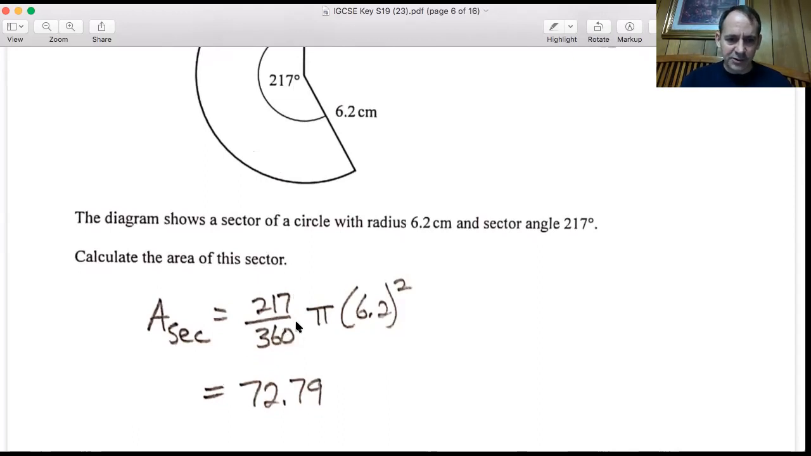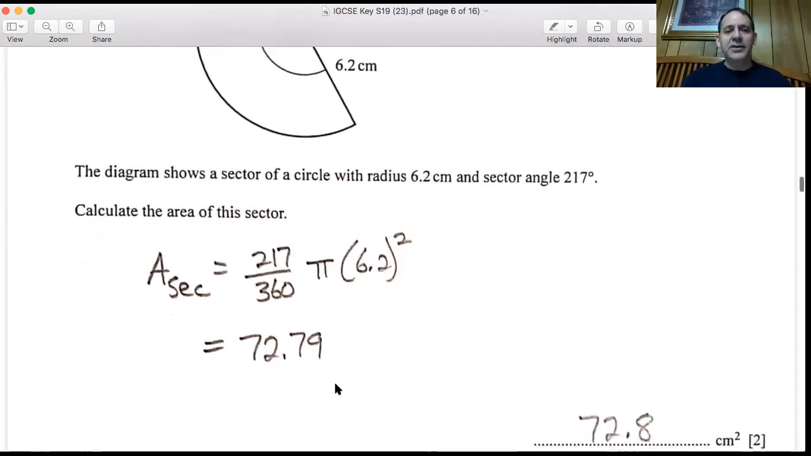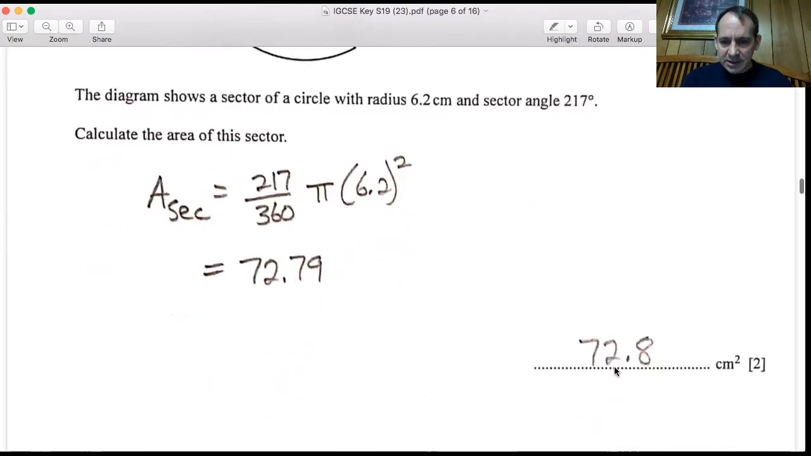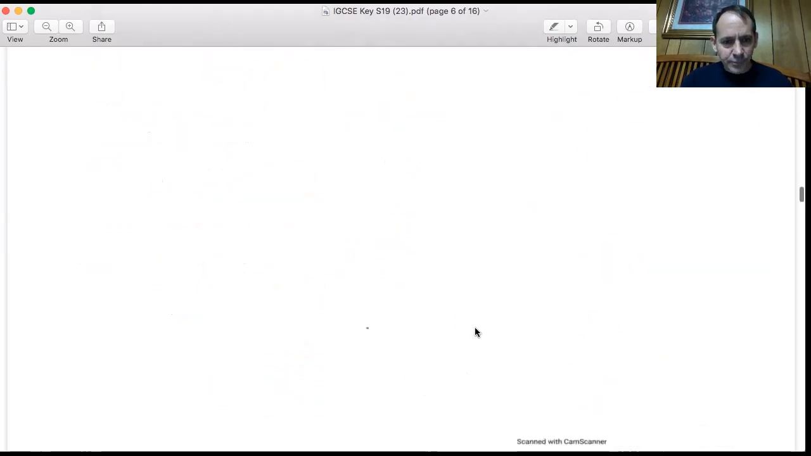I didn't write the little degree symbol there. But here's your fraction of the circle. You multiply all that out and you get 72.79, which to three significant figures is 72.8 centimeters squared.